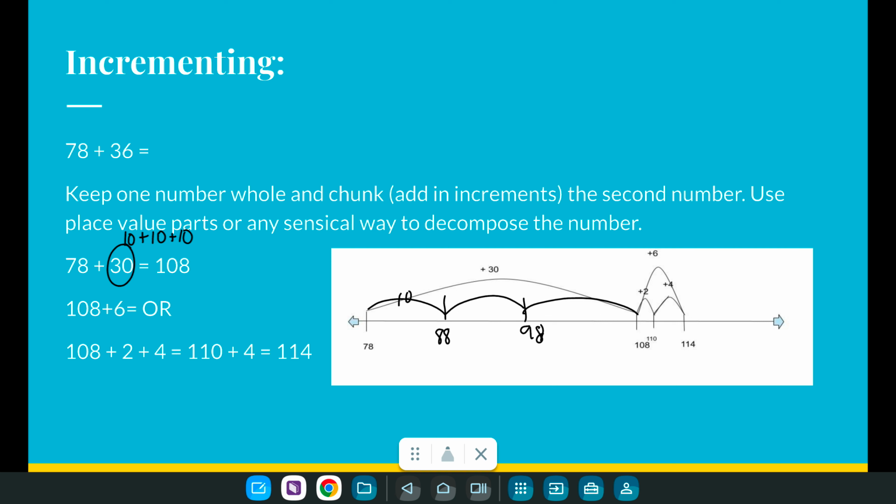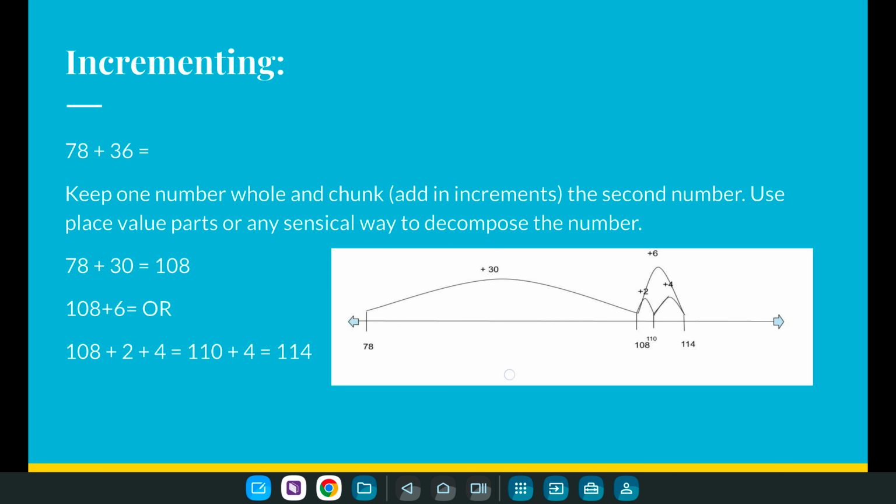That plus 30 is going to look like that. And then even adding that 6, they may decide to add to get to a friendly 10. I can add 2 more and land on 110, and then I had to add 6. I've added 2. What's left of the 6 is 4, so then I'm going to add 4 more to land on 114. So the model that matches this strategy is the number line. It's a very quick and easy model, becomes very efficient for kids. Once they understand all of this, they can just quickly draw that, maybe just add the 30 instead of 10 plus 10 plus 10.